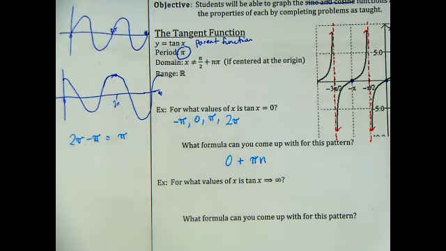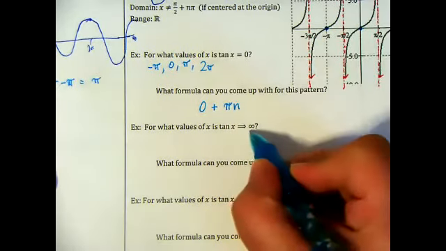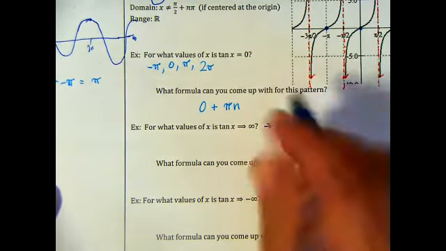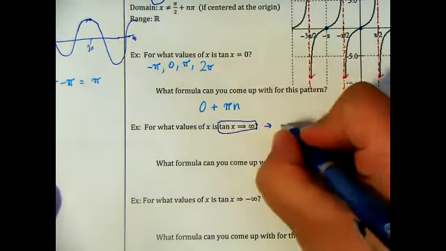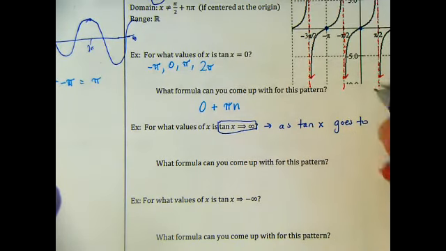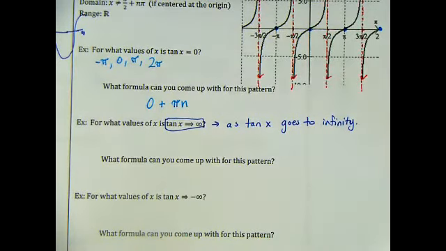So the next two are a little bit different here. It says, for what values of x is tangent x going to infinity? So this symbol right here, this entire thing, means as tangent x goes to infinity. To infinity and beyond, right? So for what values of x does tangent x go to infinity?